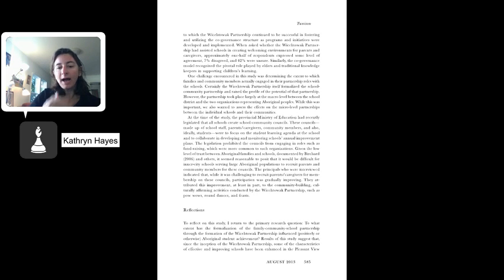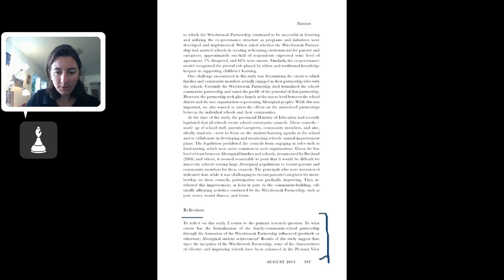Now, to show you how the author then uses this theoretical framework, I'm skipping all the way to the end to their reflections, which is kind of like a discussion. Most authors call this a discussion. And you can see here, this author says, I return to the primary research question. To what extent has the formalization of family community school partnerships affected student achievement? Sorry, I'm reading it, it's quite small on my screen.